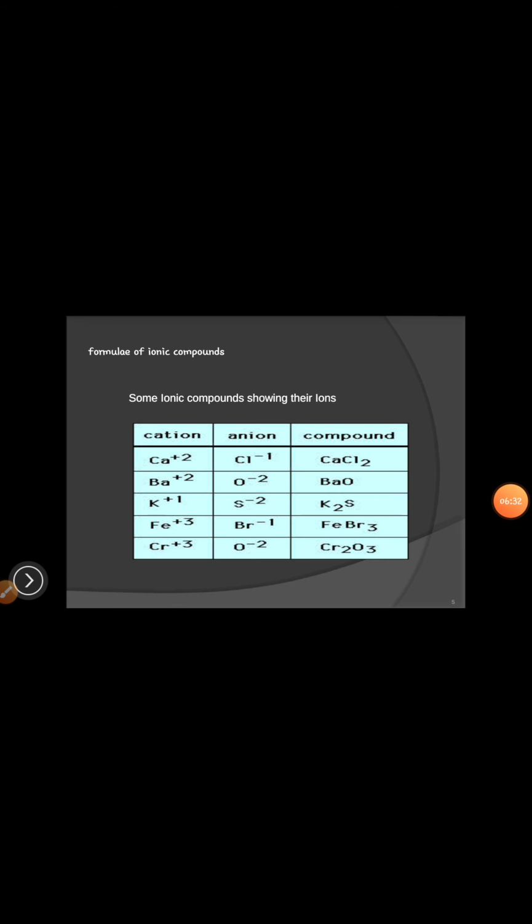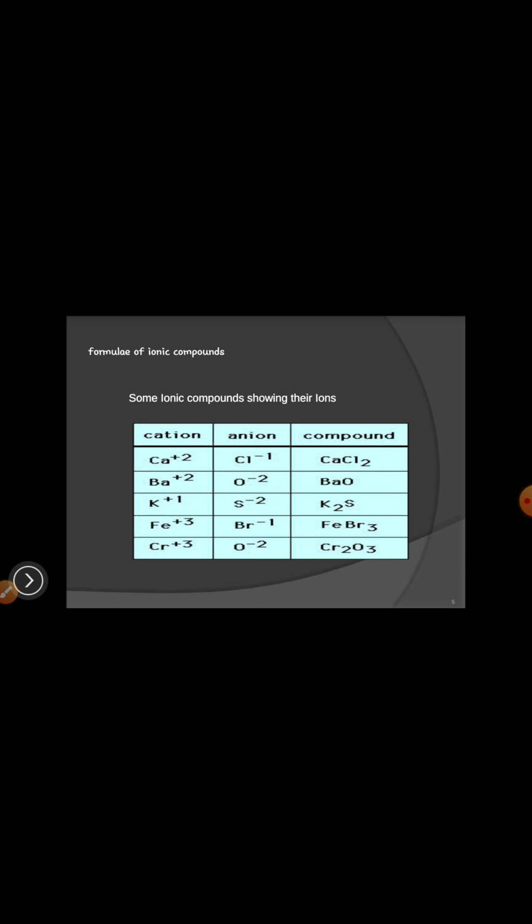Dear students, now we are moving towards the formula of ionic compounds. Now we have understood what a formula is and the importance of a formula. Now we are going to focus on the ionic compounds. What are ionic compounds? The compounds which are made up of ions. And you know that ions are formed when atoms give up or take up electrons.